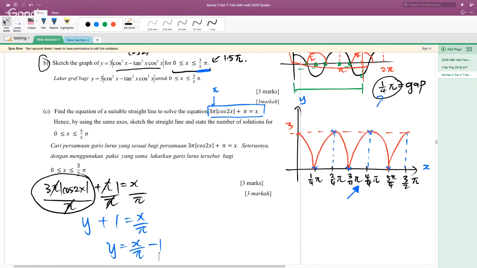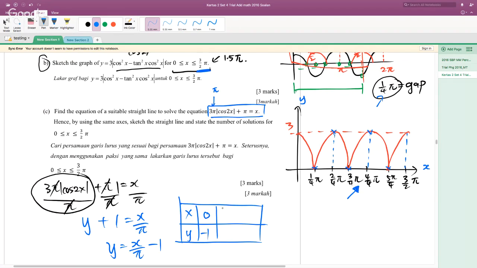Now I need to actually sketch the straight line on this diagram, so I will need to draw a table for it. I put x and y, and let's say I randomly give them some values. Whenever I draw the table, a lot of students worry about what value to use. I will try to use 0 for x. I substitute 0 into x here, it becomes 0 over pi minus 1, so I get negative 1.